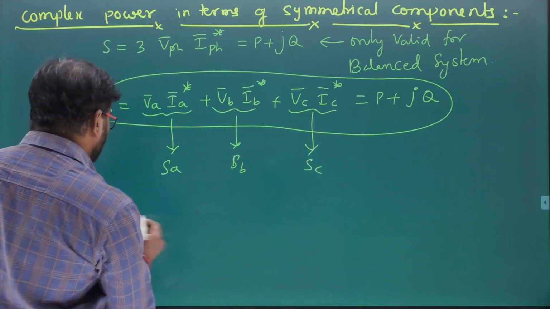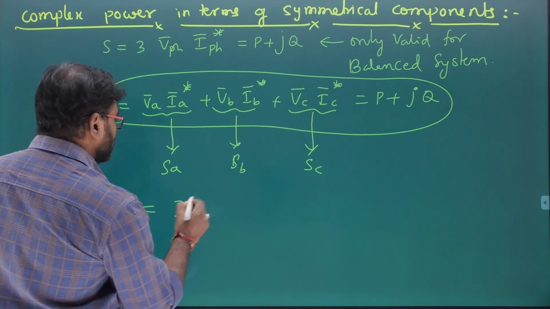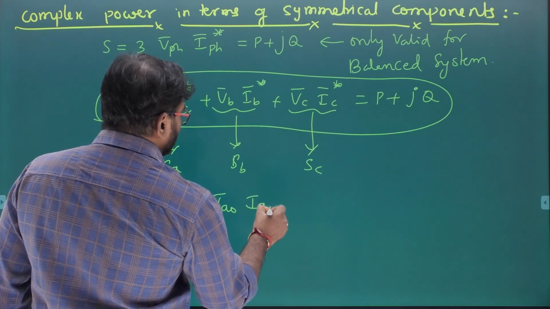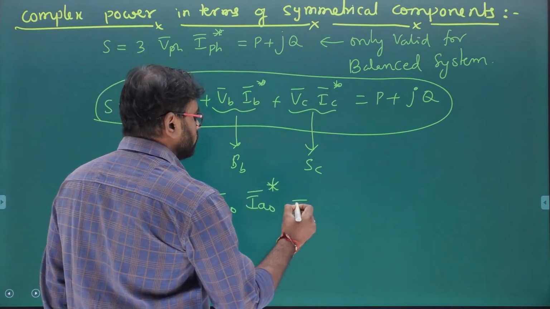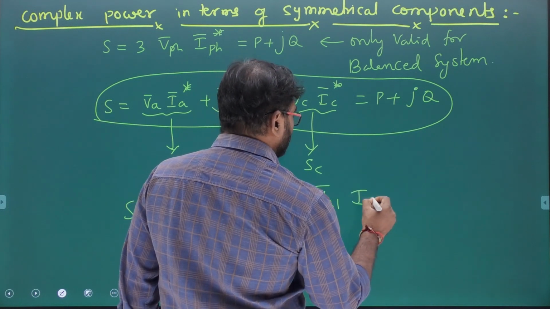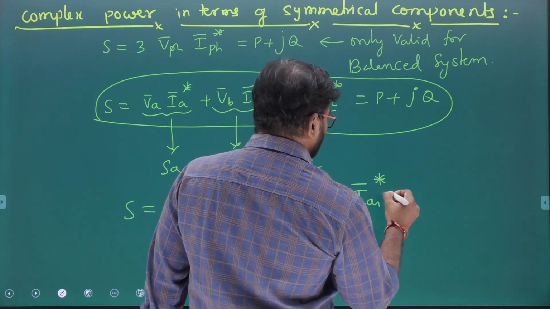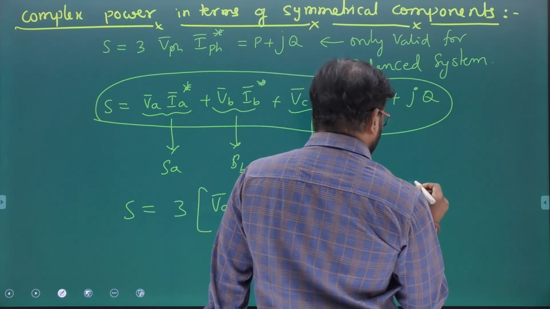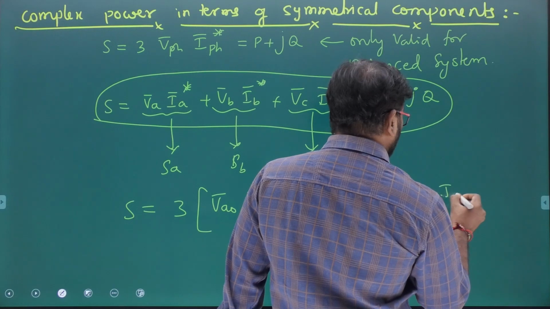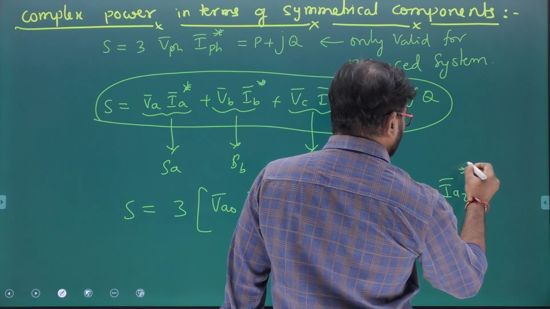Okay, but in terms of symmetrical components, I can write it like this: 3 into VA0 IA0 conjugate plus VA1 IA1 conjugate plus VA2 IA2 conjugate.